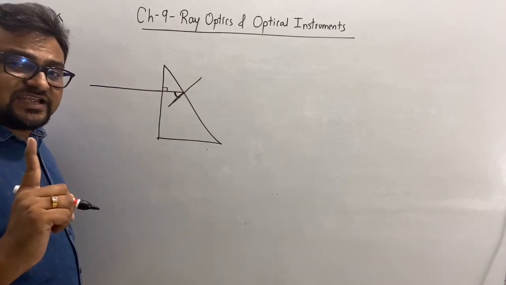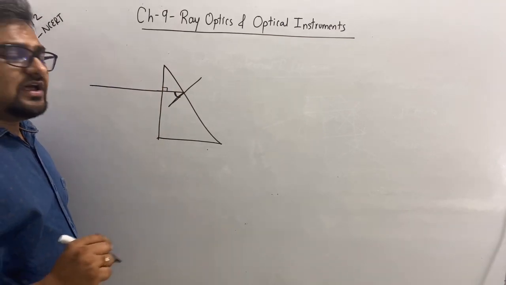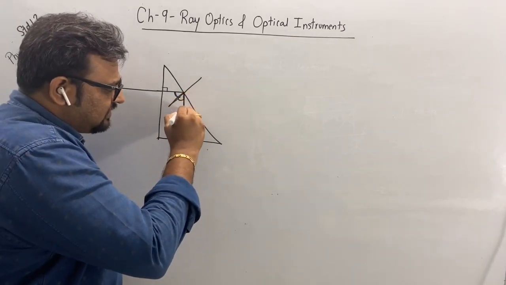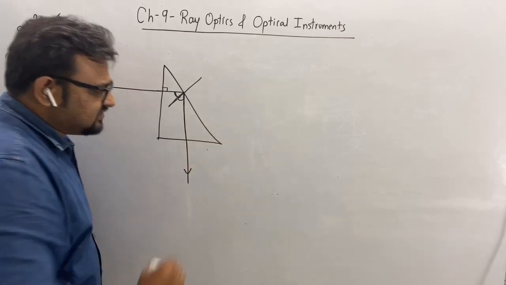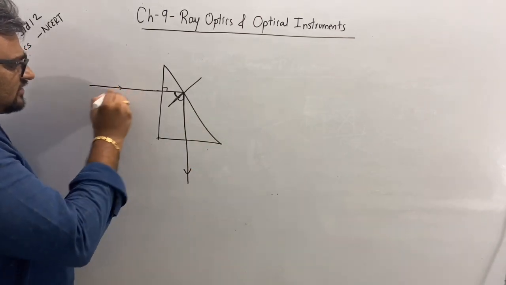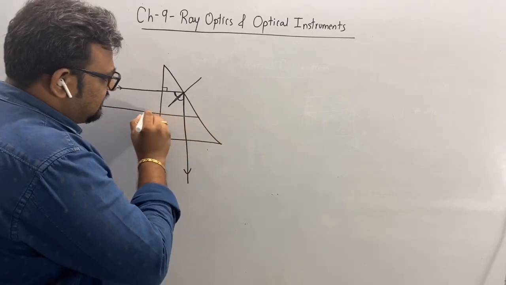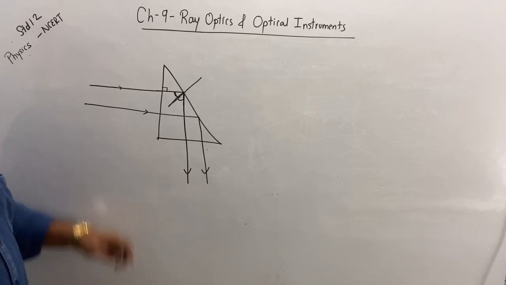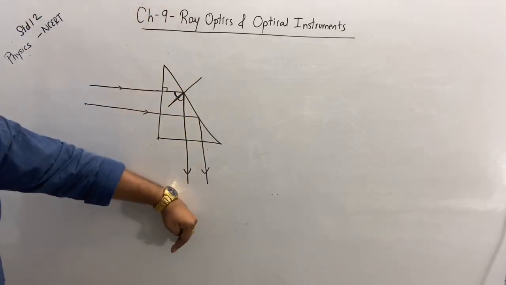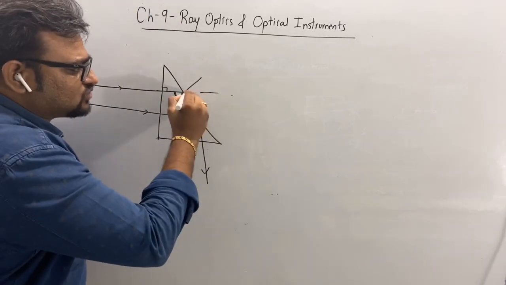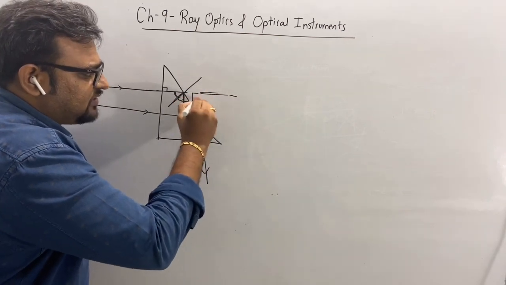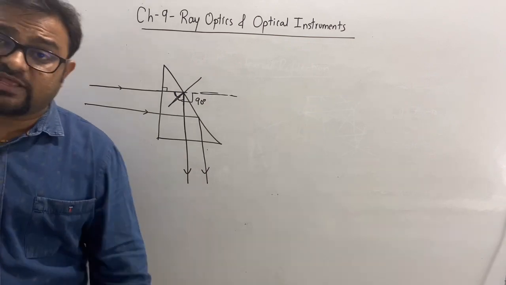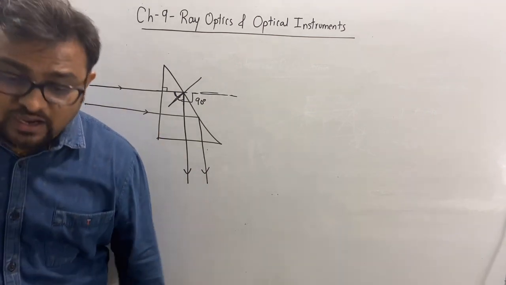As it reflects internally, it obeys the law of reflection, so this angle will also be 45. You will see this ray. If there is any other ray passing in this way, it will be reflected in this way. Clear? So we have deviated the light by 90 degrees. It was going in this way and was deviated by 90 degrees. Clear?